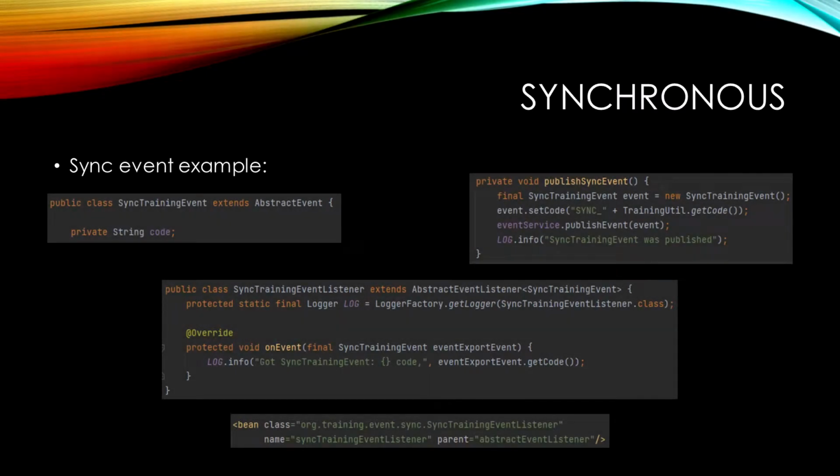Events that are extending the abstract event class are considered synchronous events. In this example, you can see the event POJO, the event listener, the Spring bean for the event listener, and how the event was published.